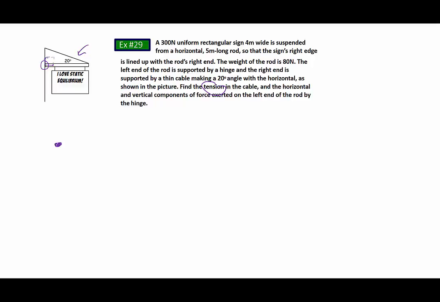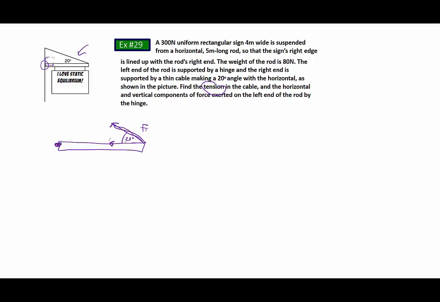So here's my hinge, and I'm going to go ahead and draw my sign. Okay, there it is, and I'm going to draw a couple different things on it. So I've got my, at the edge of this thing here. Sorry, that's not a very straight line. Here's my force of tension, and that's going to be at a 20-degree angle. And I can think of that force of tension as being at an angle.